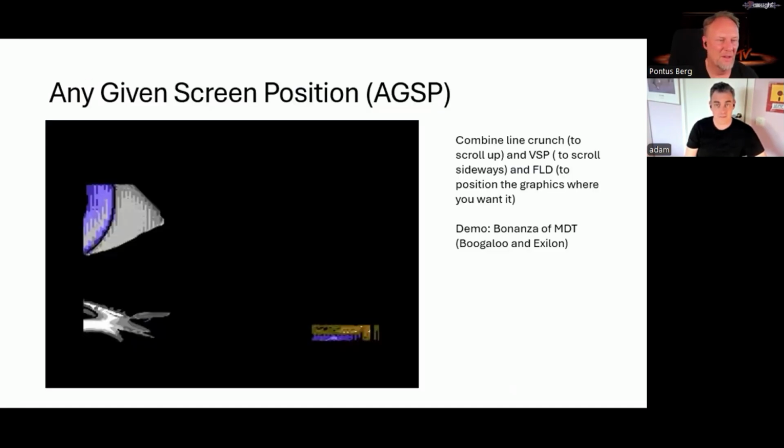Exactly. All right. And then we have any given screen position, and this is combining VSP with line crunch, and there is also FLD as part of the mix. I'm not sure if they are using it here, but certainly you could. It's easy to do a tight loop that does either line crunch or FLD, because they are so similar, and you can use that to push down the screen and then do a line crunch and all sorts of tricks.